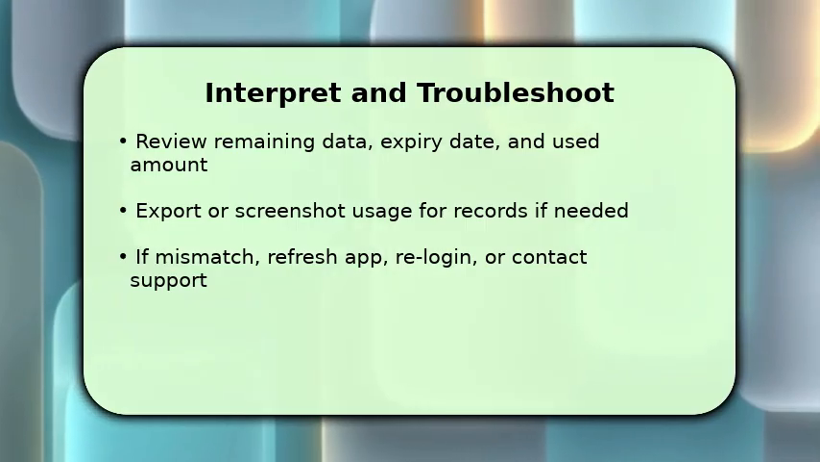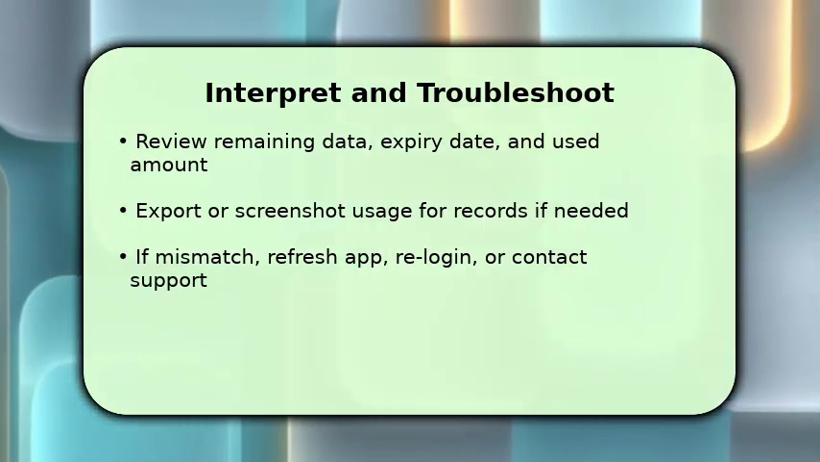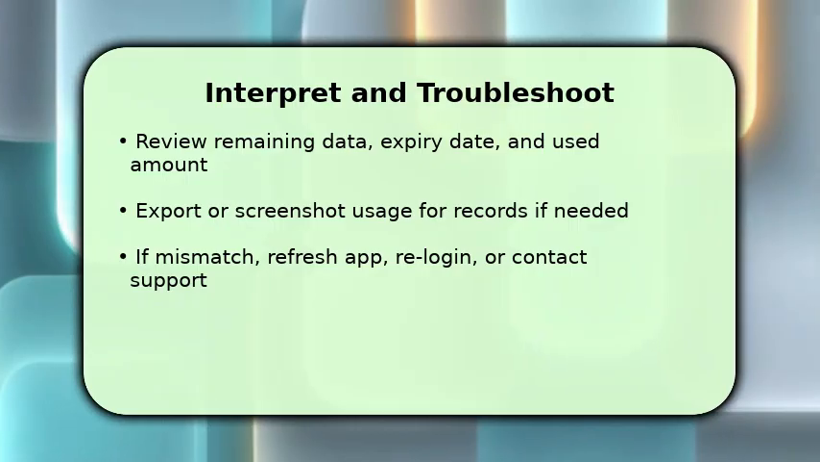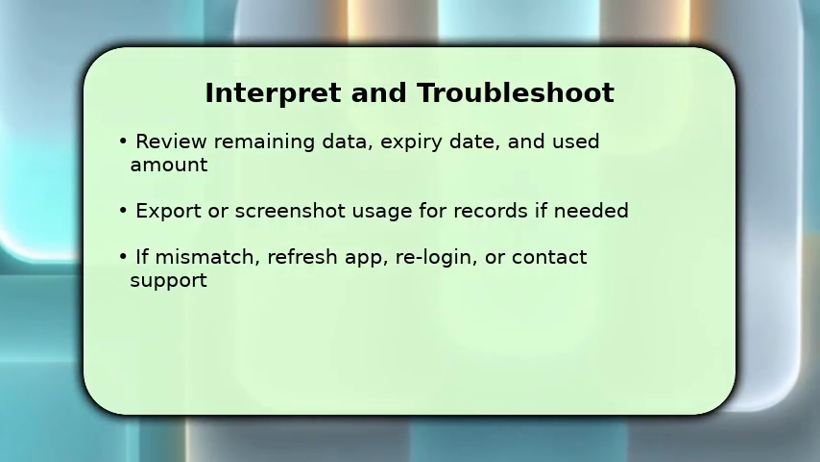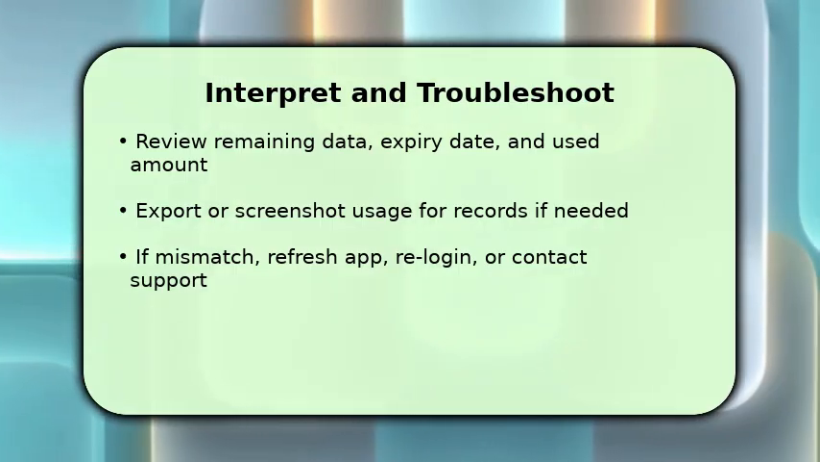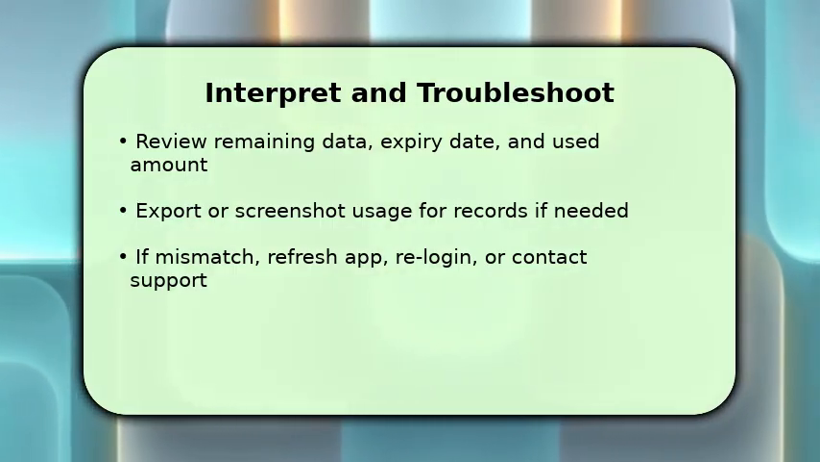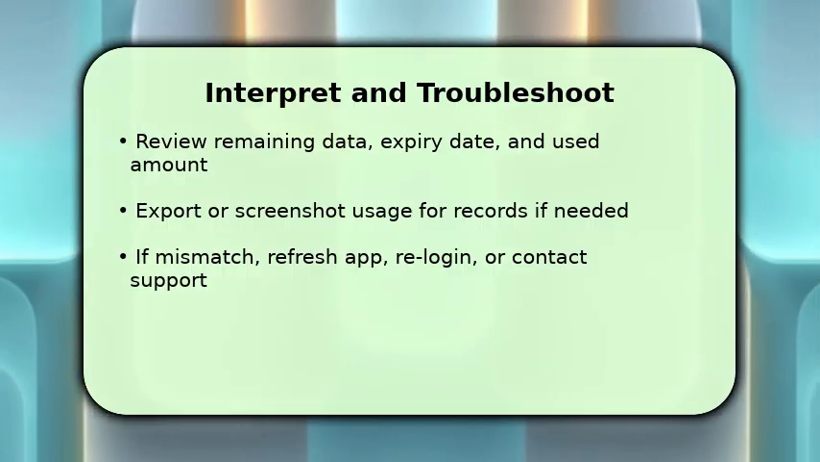If totals look wrong, refresh the dashboard and re-login, clear app cache, or update My Jio. If discrepancies persist, contact Jio support with screenshots and your account details so they can reconcile network records with the app display.